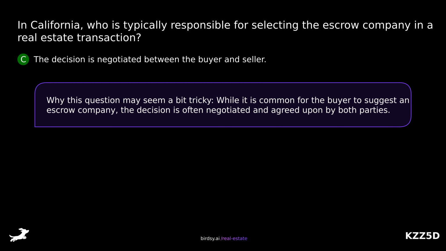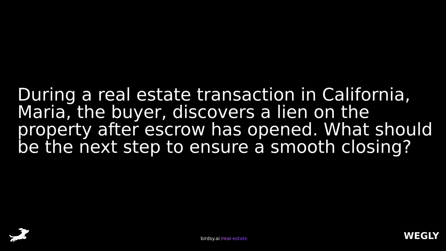Why this question may seem a bit tricky. While it is common for the buyer to suggest an escrow company, the decision is often negotiated and agreed upon by both parties. During a real estate transaction in California, Maria, the buyer, discovers a lien on the property after escrow has opened. What should be the next step to ensure a smooth closing?